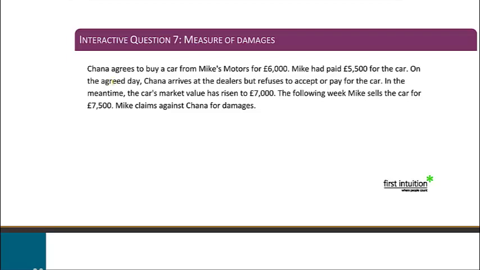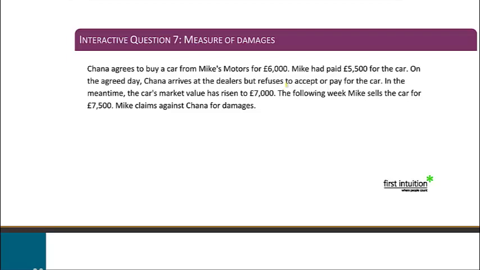Well, Chana is in breach. She had a contract to buy the car for £6,000. She didn't buy it. So the damages that Mike might have been able to claim there would have been the difference between the £6,000 that Chana should have paid him and the £5,500 that it cost him for the car, because he already had the car. I.e., what would he have made if the contract had gone ahead as planned?